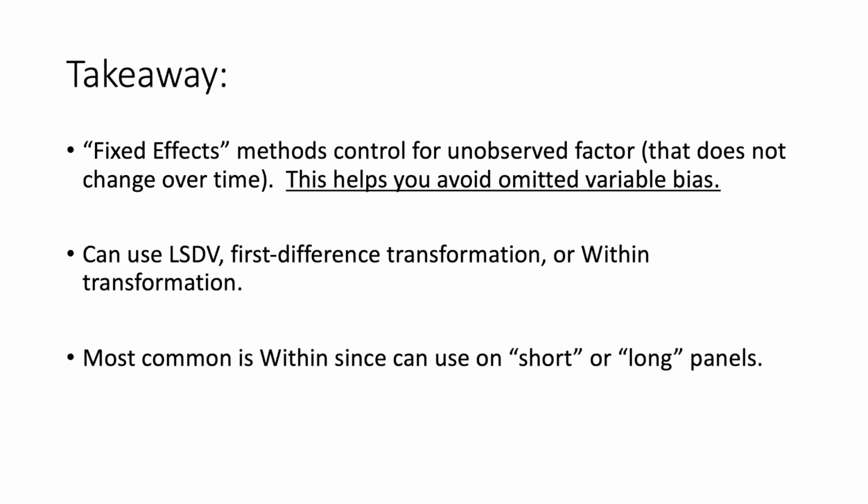So what this means is that fixed effects methods, whether it's the least squares dummy variable model or the within method, they will control for that unobserved factor. The key is that unobserved factor does not change over time, and this helps us avoid omitted variable bias. You can use the least squares dummy variable model, the first difference transformation, or the within transformation. The most common is the within, since you can use it on short or long panels.